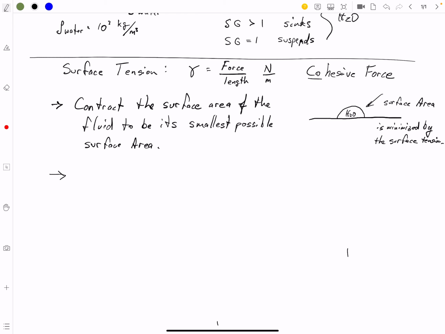Now, the next thing that we've got is capillary.